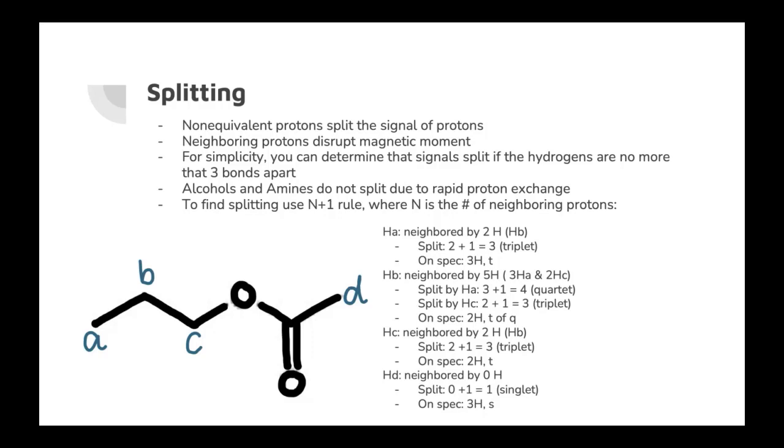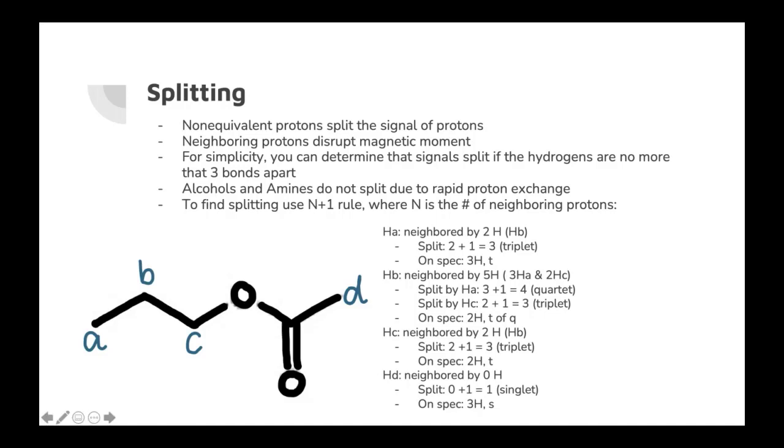So if you do the splitting pattern for HA, you'll get 3 plus 1, which is a quartet. And then for HC, you would get 2 plus 1, which is a triplet. So on your spectrum, you would see something like 2H, comma, T of Q. And then if you look at HC, it's only neighbored by 2 hydrogens, which is HB, because the atom to the right is an oxygen, and it has no hydrogens on it.